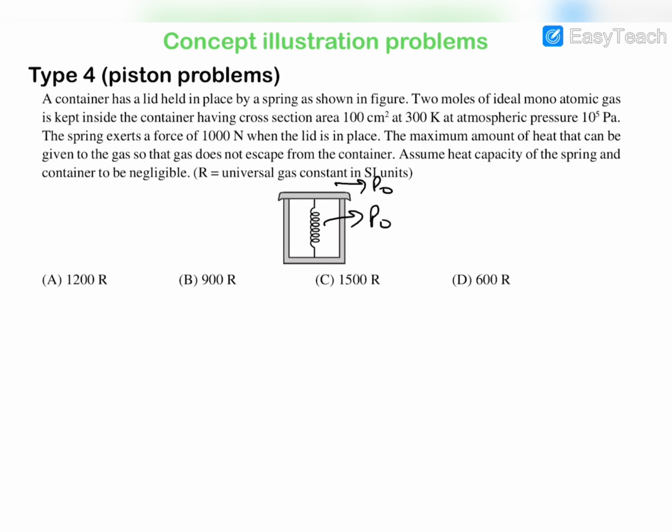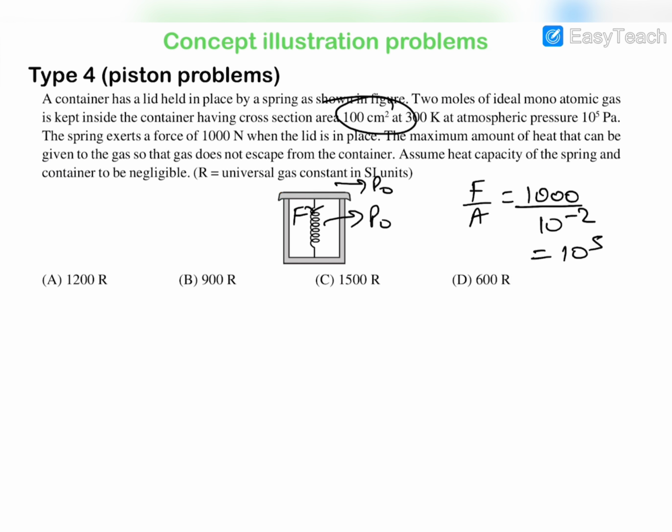Now obviously we can say that the spring force per unit area, F upon area, is 1000 upon 10 to the power minus 2. Area is 100 centimeter square, so it is 10 to the power 5. So actually the spring is applying a pressure of 10 to the power 5 pascals on the lid in the downward direction. Now we have to heat this gas, which was initially at the temperature of 300 Kelvin, to such a temperature that this lid just takes off and the gas starts to escape out.